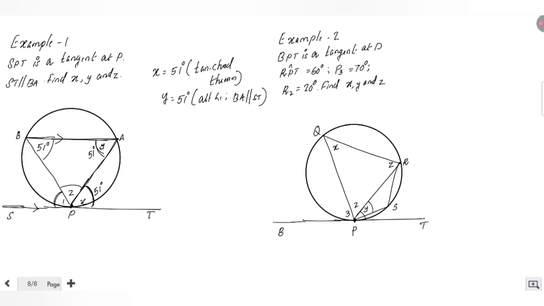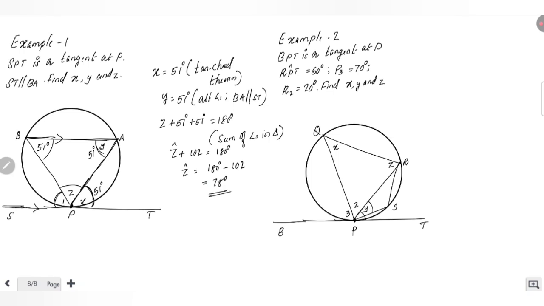We can use the sum of the angles in a triangle. That is, Z plus 51 degrees plus 51 degrees is equal to 180. The reason is angle sum in a triangle. Now we can find Z: Z plus 102 is equal to 180 degrees. Therefore Z is equal to 180 degrees minus 102, which is 78 degrees. So we got it.